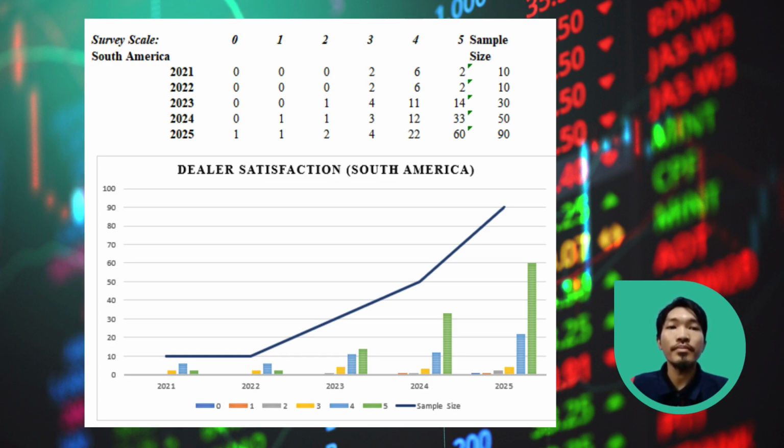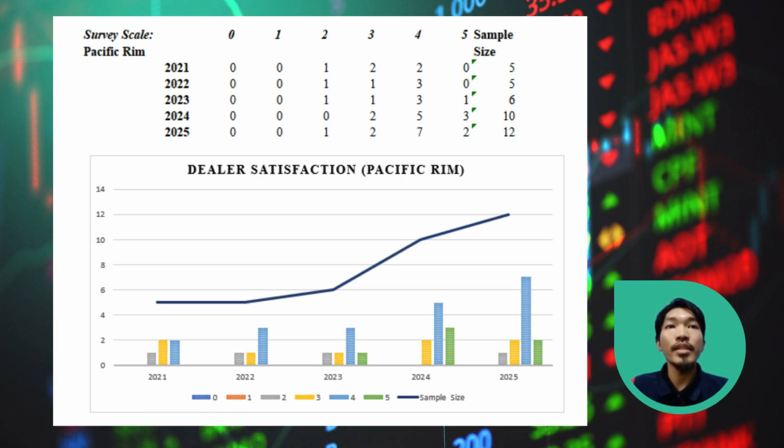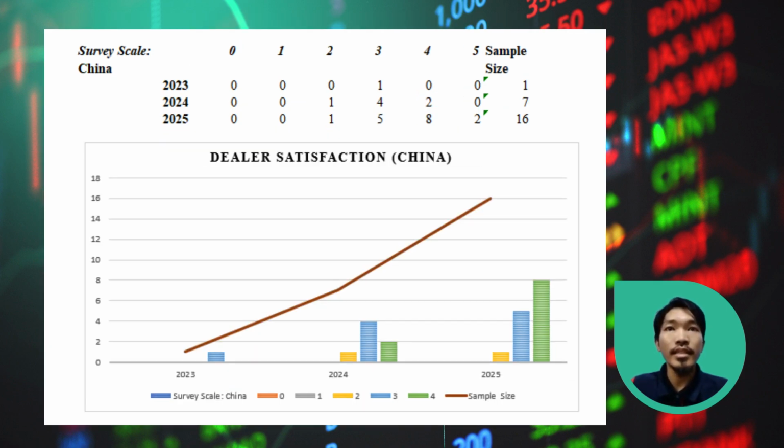showing significant improvement. In Europe, dealer satisfaction remained relatively stable. The highest satisfaction level was recorded in 2024, reaching scale 4, and this performance was maintained consistently throughout the period. Moving to the Pacific Rim, dealer satisfaction also remained stable. The highest rating achieved was scale 4 in 2025, showing that dealer relationships continued to improve. Lastly, China only started collecting dealer satisfaction data in 2023. The survey showed a gradual improvement, increasing from scale 3 in 2023 to scale 4 in 2025, indicating positive growth in dealer satisfaction.